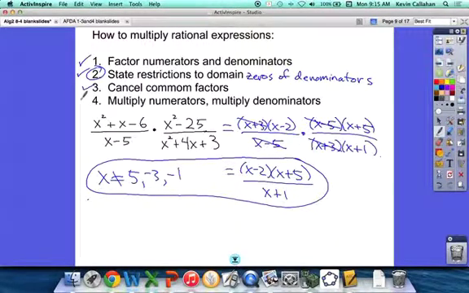So that's the answer. Check. Cancel the common factors, and then we did multiply. X minus 2 times x plus 5. Now it's all in the same fraction. Okay. So try one on your own.